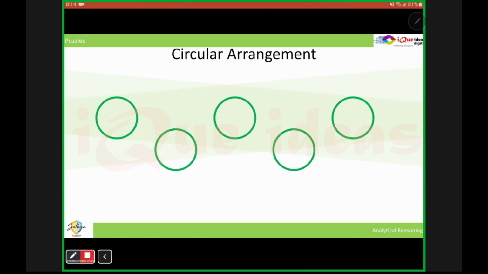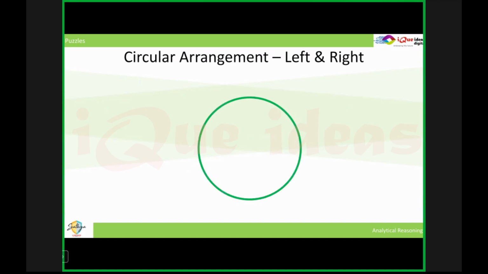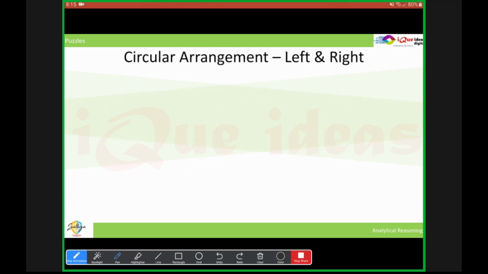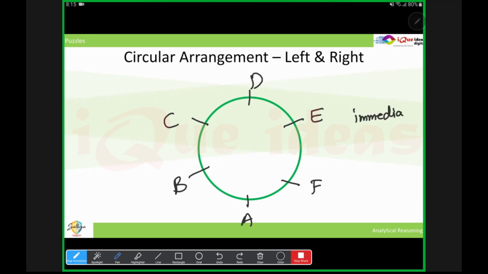Now, the second thing that you have to keep in mind is that in a circle, every person is sitting facing the center, right? When we sit in a circle, everyone faces the center of the circle. So here you have to be very careful in arranging. Supposing I make a circle where I say there are six people seated, A, B, C, D, E, and F. Can you tell me who is sitting on the immediate left of D? Who is sitting on the immediate left of D?